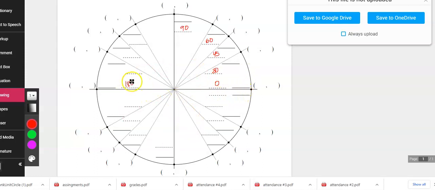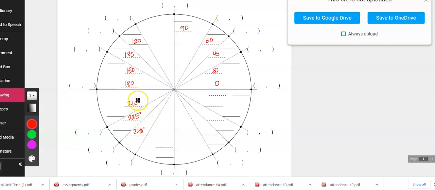So this is 180. This angle is my 30-degree reference angle. So 180 minus 30 is 150. 45-degree reference angle, 180 minus 45 is 135. 60-degree reference angle, 180 minus 60 is 120. Coming back this direction in quadrant 3, I'm going to add 30, so that's 210 because this is my reference angle. I'm going to add 45, so 225. And then I'm going to add 60, so 240 degrees.